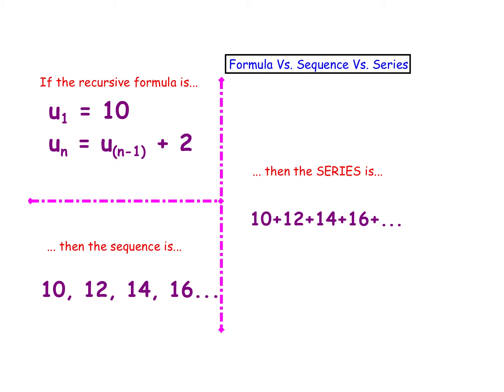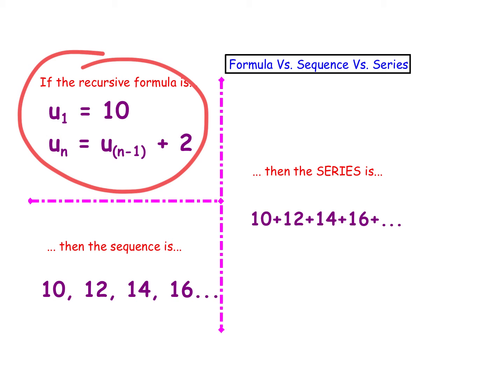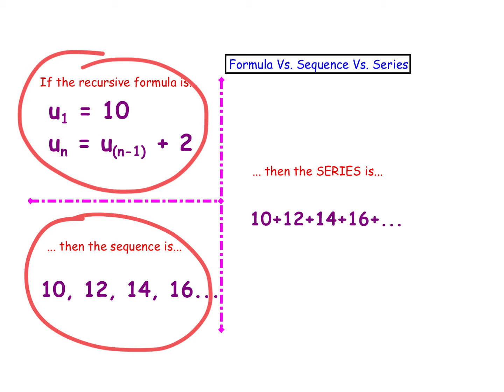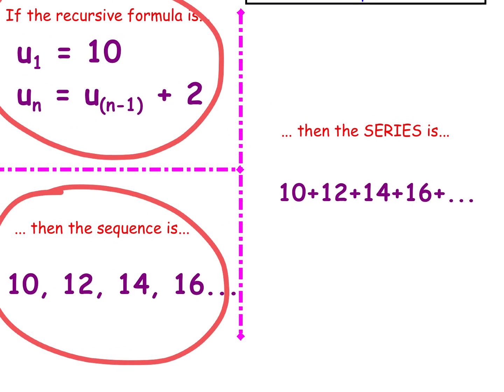We use a formula, and if the recursive formula is this, you're just adding 2 each time, right? Then the sequence is this versus the series. What the heck is the difference? Oh, series means you're adding. See the difference? There's no plus signs here. A series, you add them together. That's the difference between a sequence and a series. A series is where you add them up.